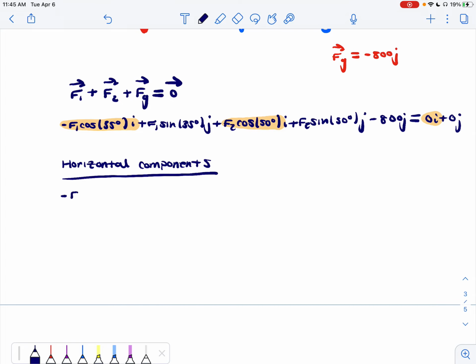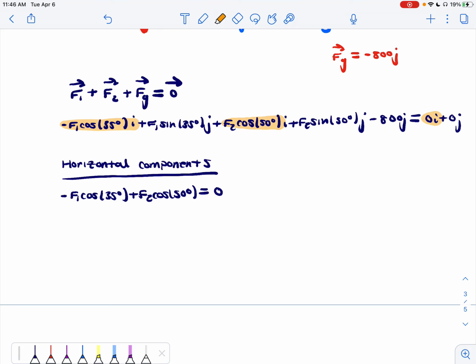We would have negative F1 cosine of 35 degrees plus F2 cosine of 50 degrees is equal to 0. Of course, when we add all of our i terms on the left, they have to equal the i terms on the right-hand side. So just worrying about the components, not the i piece of it, putting them together, we get this equation.